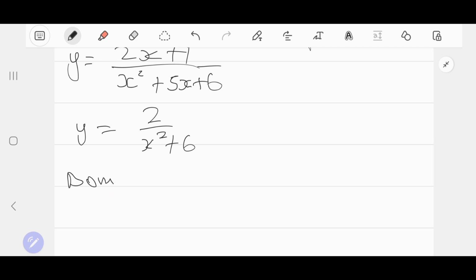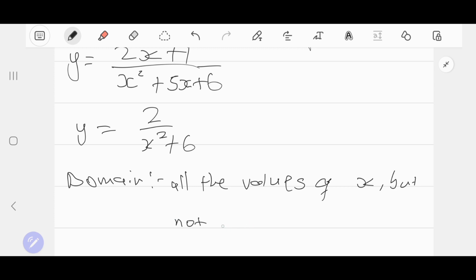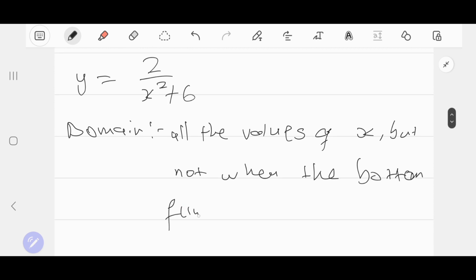Domain is all the values of x, but not when the bottom function is equal to what, people? Is equal to 0.